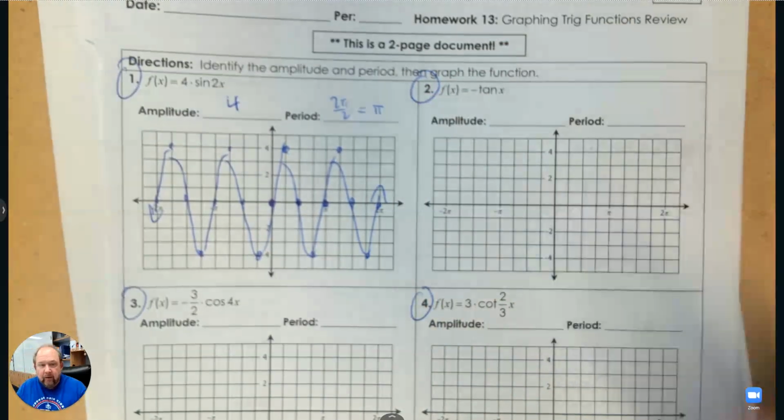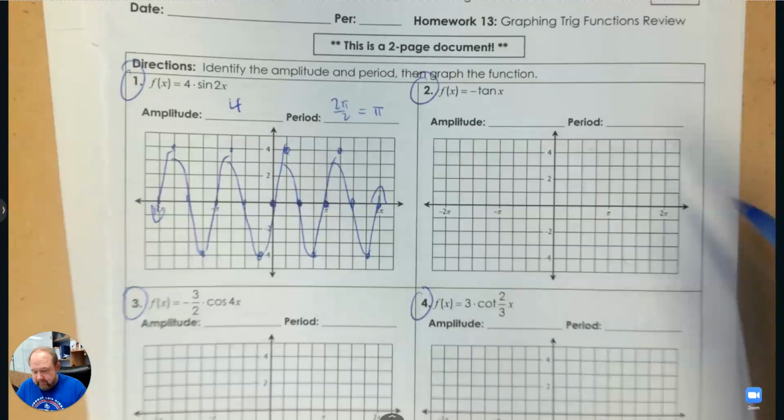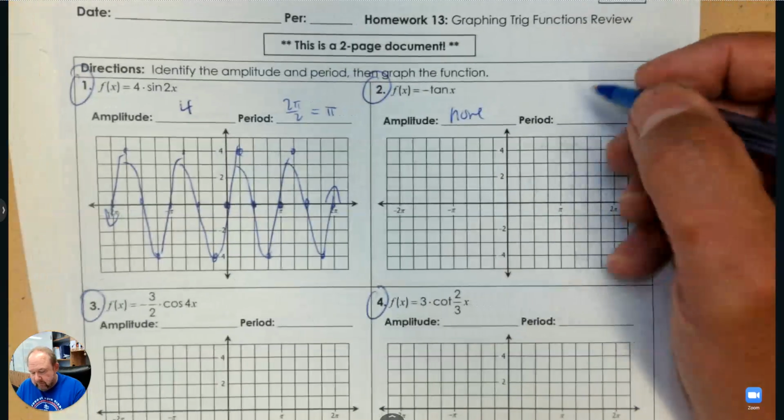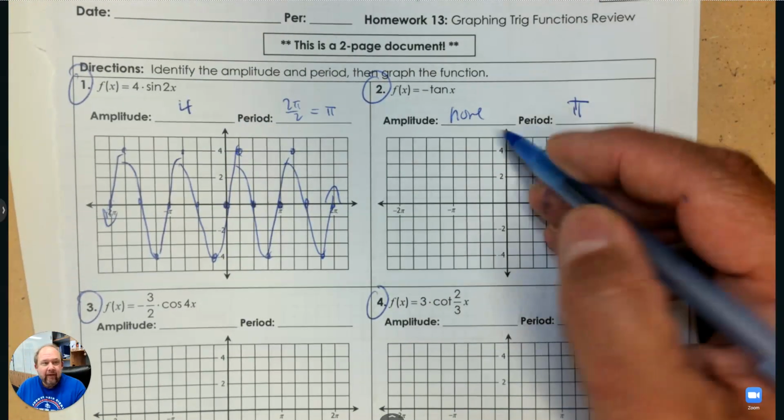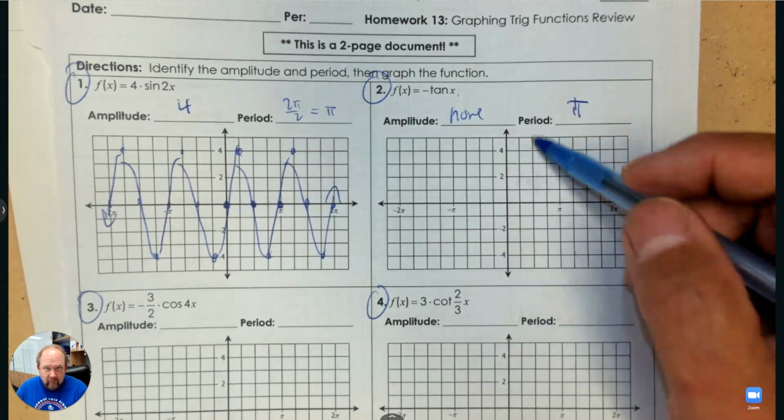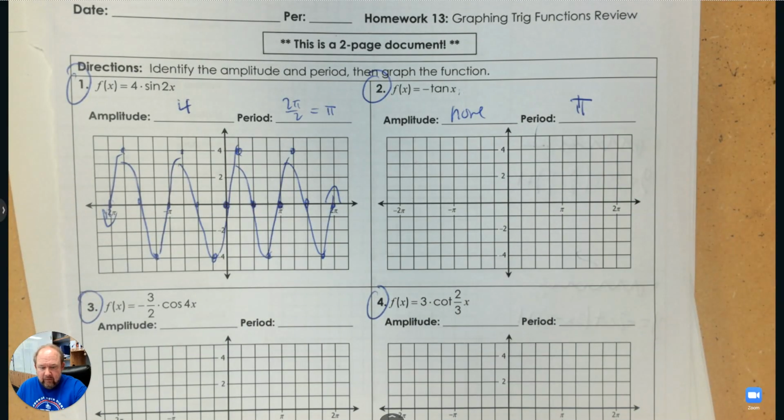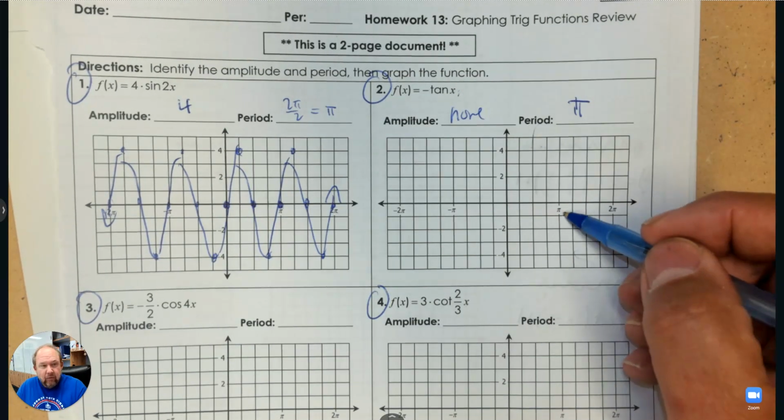All right, and away we go. Number 2. Tangent has no amplitude. The period starts with pi, and there's nothing inside the function that would change that. B is 1, so dividing by 1 stays pi. Again, I can use what we have here.